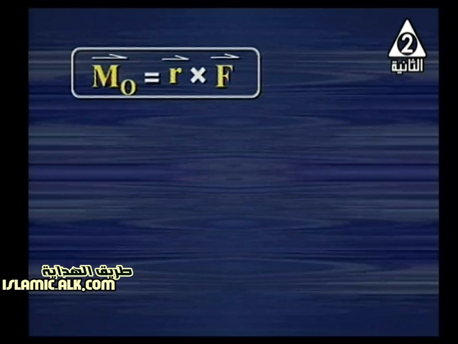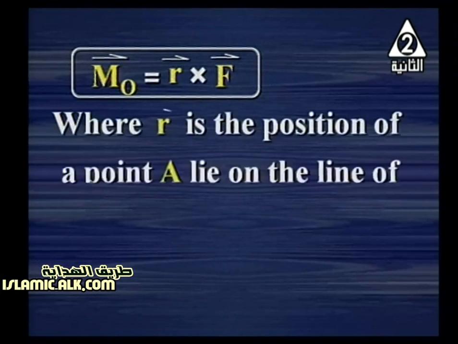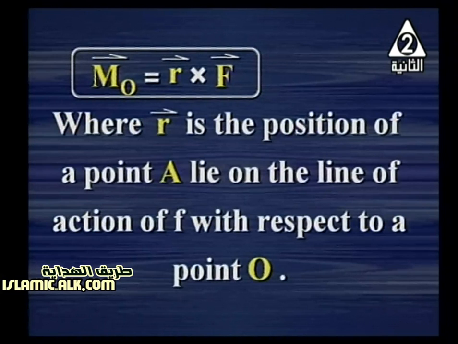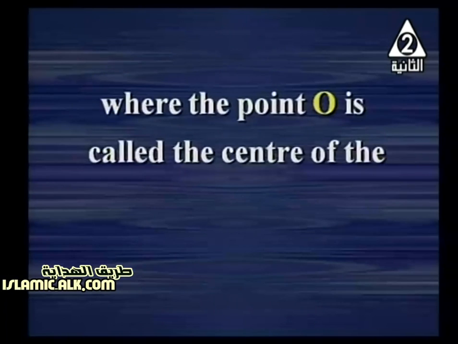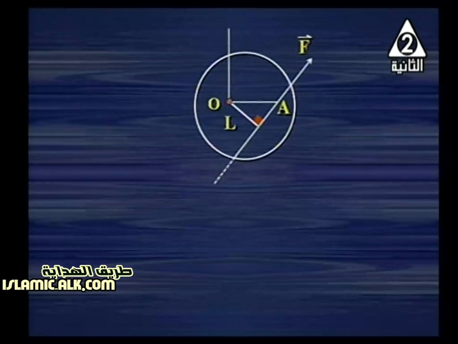The moment equals R vector cross F vector. What is R? The position vector. What is F? The force, or vector of the force. R is the position vector of the point A, which lies on the line of action of F, with respect to a point O. Look at where point O is: it is called the center of moment.